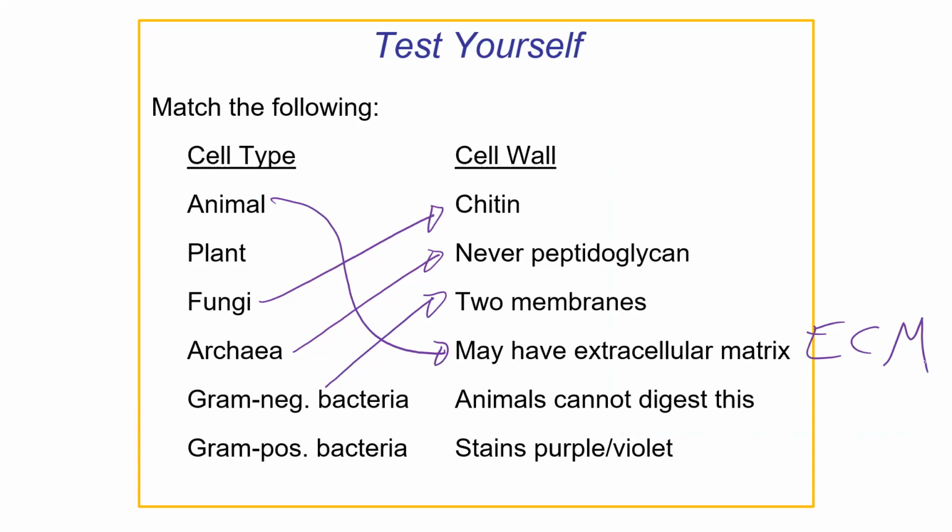Stains purple and animals cannot digest this. Hopefully you remember from the previous slides that gram-positive bacteria do stain purple. That of course leads to the plant cell wall, which is made of cellulose, and animals cannot digest cellulose. Cellulose is fiber, it's indigestible by animals. You may have bacteria in your gut that can digest it, but we can't digest it on our own.